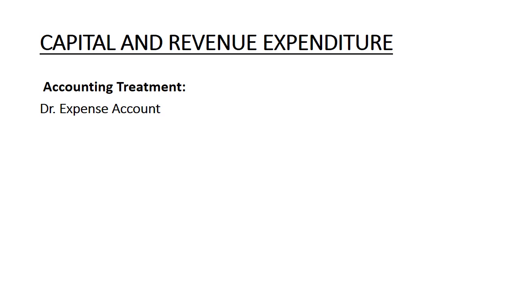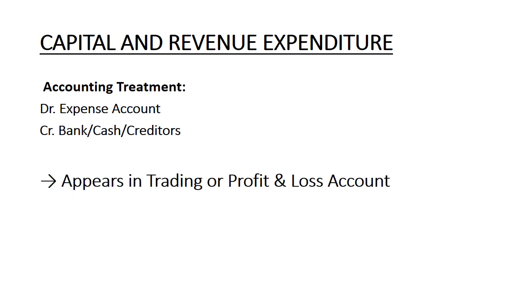But if it's capital expenditure, you have to debit the asset account and credit the manner in which you acquired that asset. And of course we credit the bank, cash or creditor, so nearly the same. The difference is for revenue expenditure we debit the expense account, while for capital expenditure we debit the specific fixed asset accounts. So this appears in the trading or profit and loss account, not in the balance sheet.